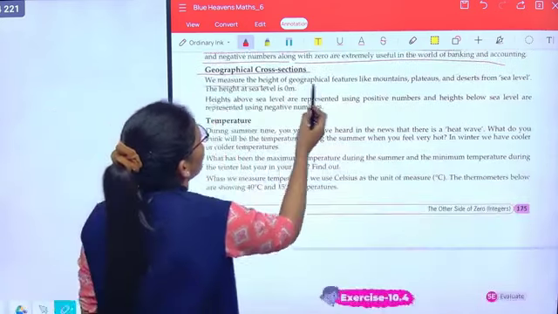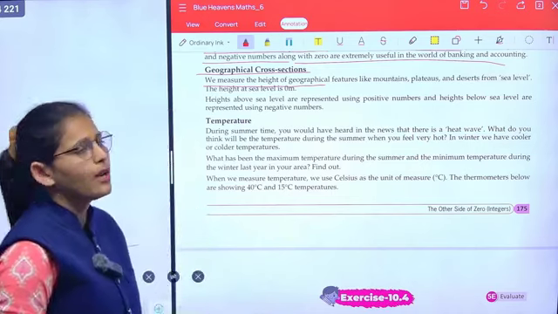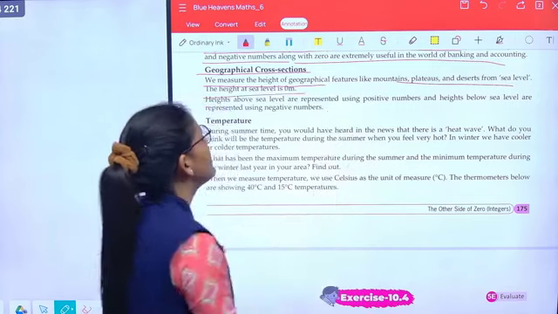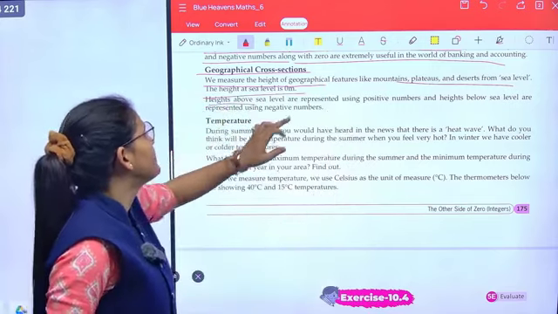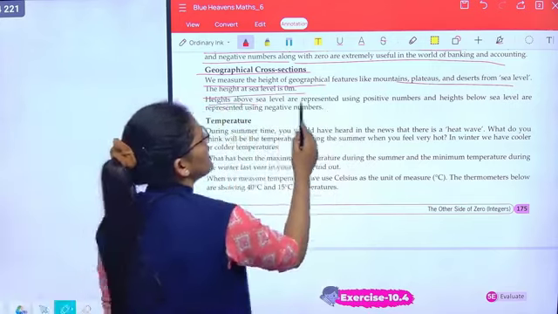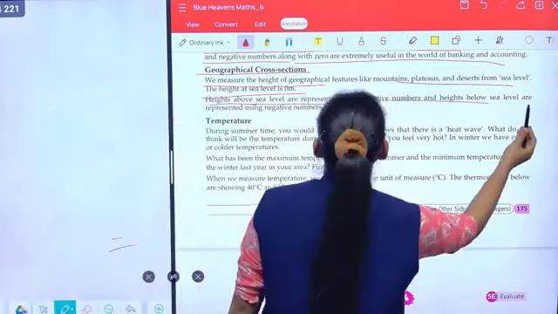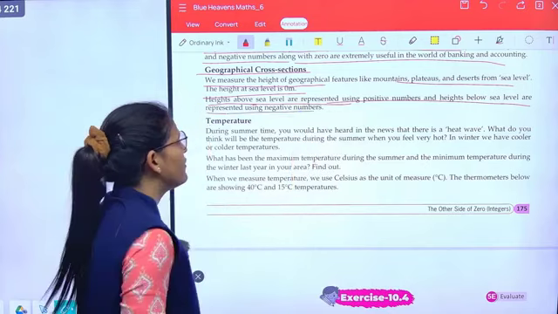Now class, geographical cross sections. We measure the height of geographical features like mountains, plateaus and deserts from sea level. The height at sea level is 0 meters. Heights above sea level are represented using positive numbers and heights below sea level are represented using negative numbers.